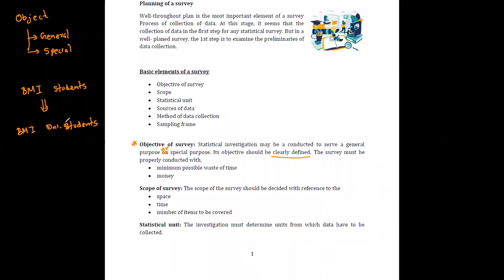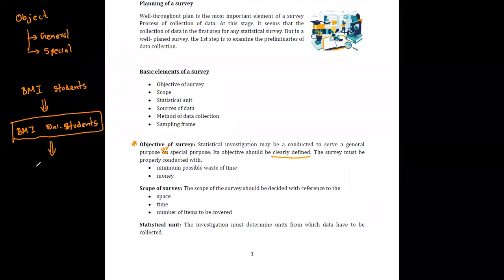Therefore, in this situation, if you are going to calculate BMI for university students, generally it may be around 100,000 students. But in this situation, we may not be able to reach each of these 100,000 students and collect their height and weight. Therefore, in such a situation, we have to limit our survey.